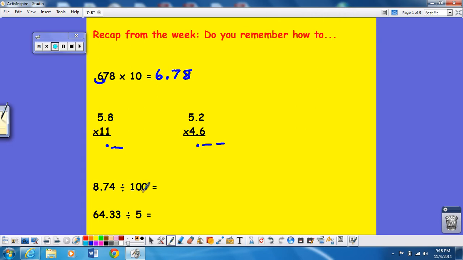Dividing by powers of 10, there are two zeros in 100, which means this is going to go back two places. I have a place that I need to put something in, which is always going to be a 0. So that answer would be 874 ten-thousandths.